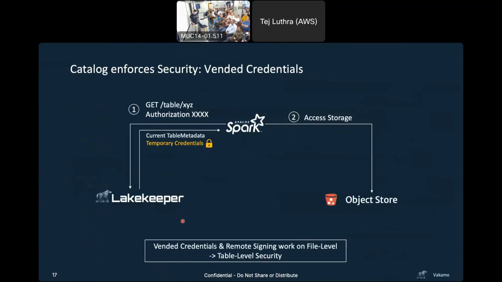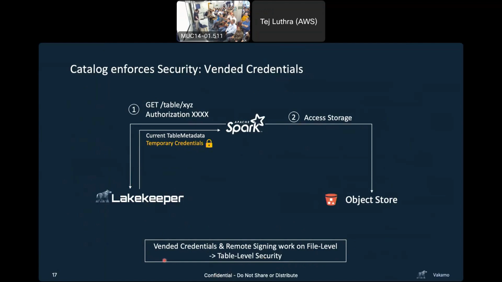So we have a compute engine. Apache Spark is just an example. It could be really anything. And this compute engine is running a query against an Iceberg REST catalog, for example, against Lakekeeper. Then Lakekeeper checks and validates the permissions and returns temporary credentials to Spark. And with these temporary credentials, Spark can now access the object store, for example, S3, and load some data. This is what is called vended credentials.